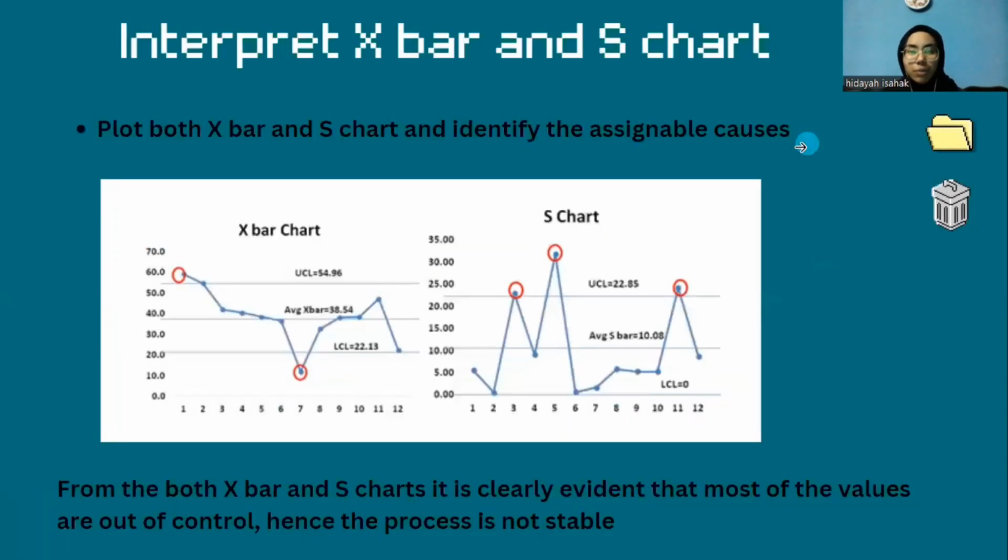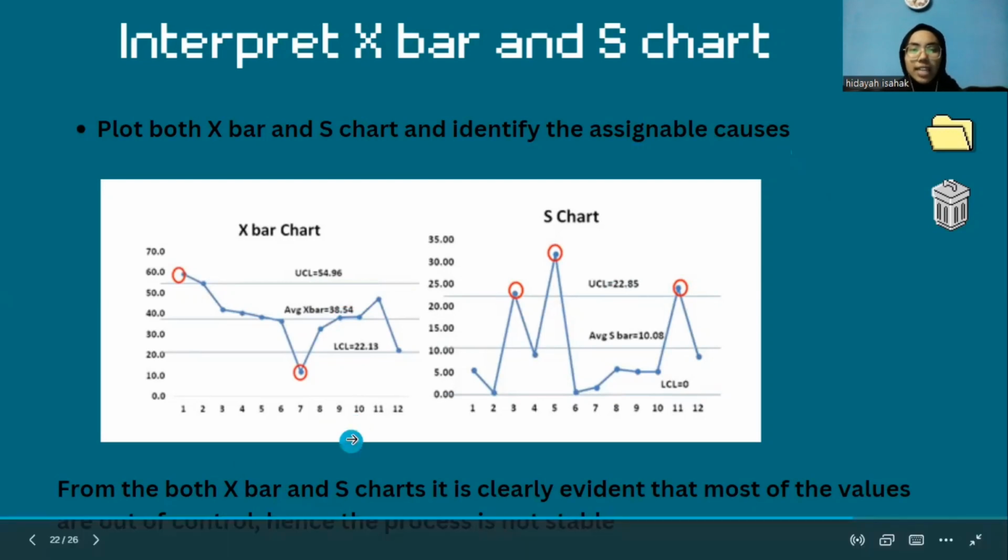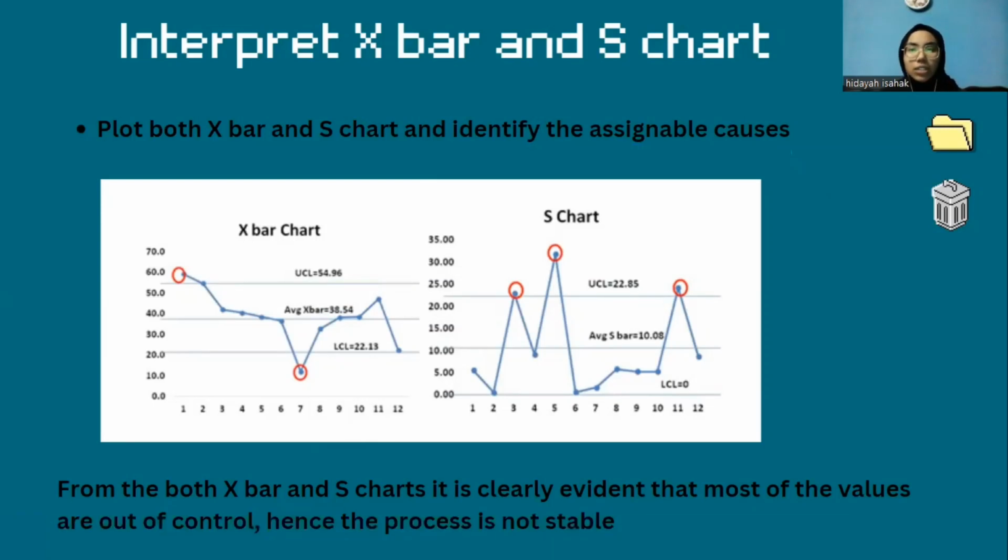After we calculate the control limits, we need to interpret the X bar and S chart. So we need to plot both the X bar and S chart and identify the assignable causes. First, we draw the lines for UCL and LCL, and then the average line. Then we plot each data point and we can see the pattern of the X bar and S chart. From this case, it is clearly evident that most of the values are out of control, hence the process is not stable.